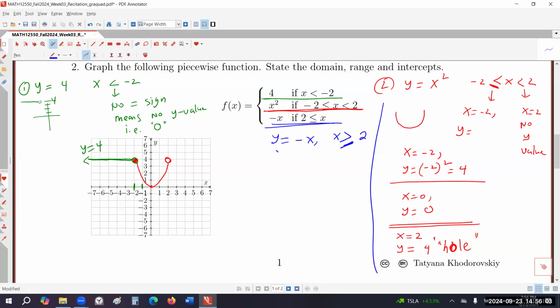It's a line that is going down. It's a decreasing function. Now let's be more precise. We start with positive 2. We are allowed to use it because we have an equal sign. So we are going to have a valid y value. If x is 2, what is our y value for this function?